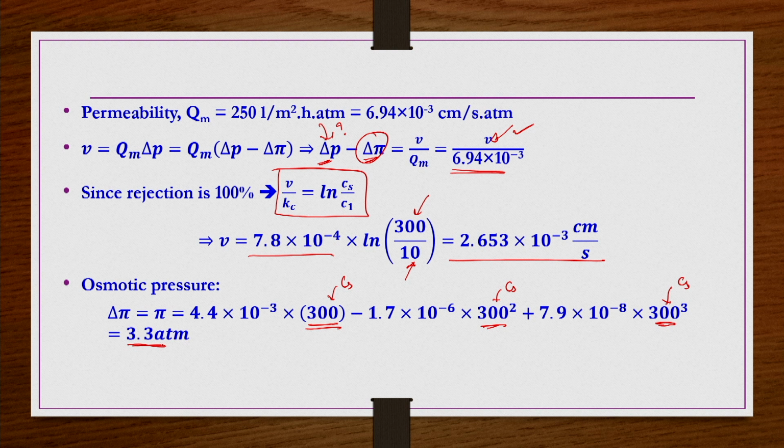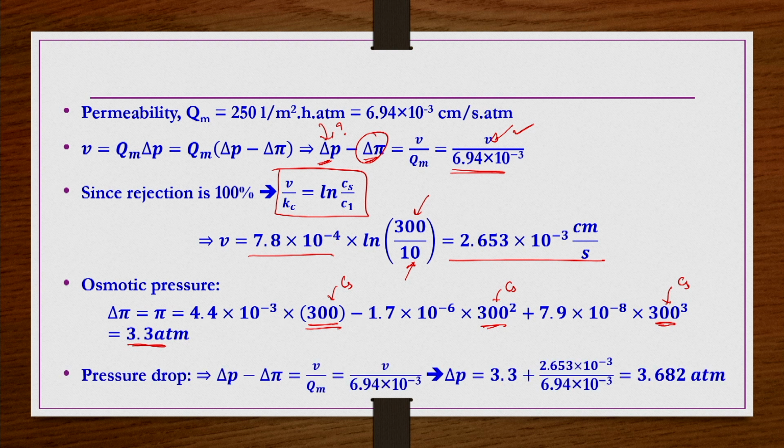So, 300 when you substitute here in this osmotic pressure equation which is given, then you will get osmotic pressure as 3.3 atmosphere. So, delta P minus delta pi is equal to V by Qm, and V is already 2.653 into 10 power minus 3 that we have calculated. Permeability Qm is given as 6.94 into 10 power minus 3. Osmotic pressure you just calculated as 3.3. So, 3.683 atmosphere of pressure drop you should apply if you wanted to have 100% rejection with permeate flux 2.653 into 10 power minus 3 centimeter per second.